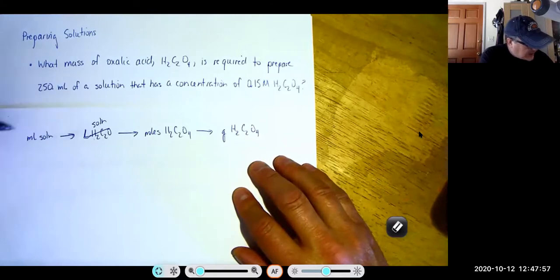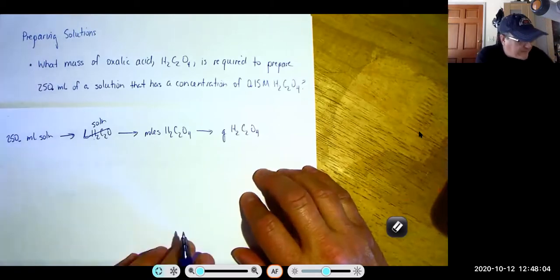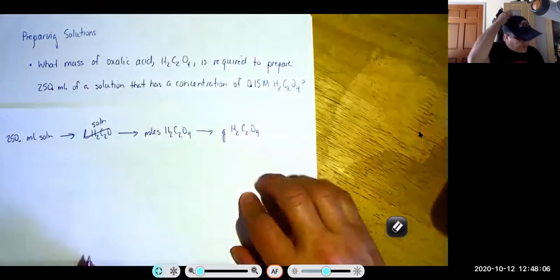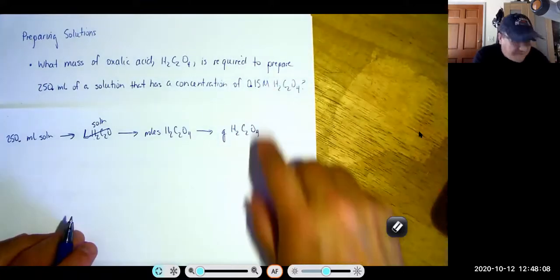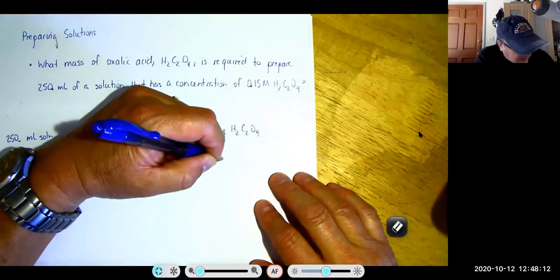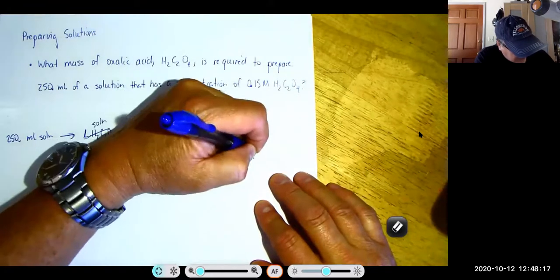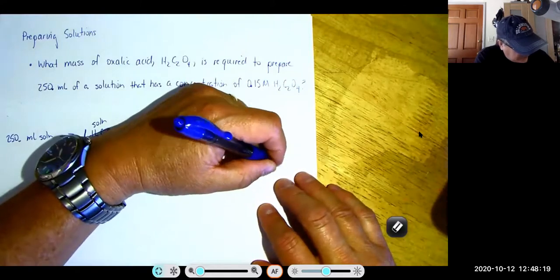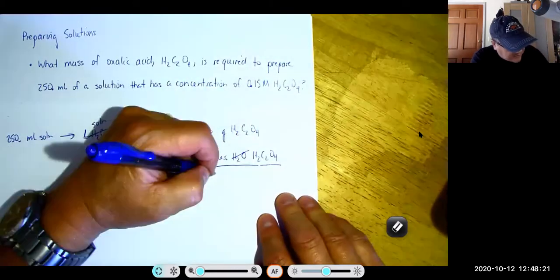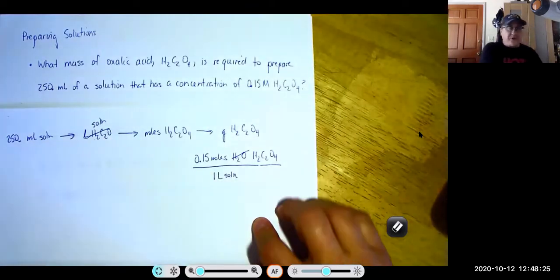Sure enough, we've got that 250. This little dot is tricky. You don't want to miss that. In addition, what does this 0.15 mean? 0.15 moles of oxalic acid per 1 liter of solution. So let's put it all together.